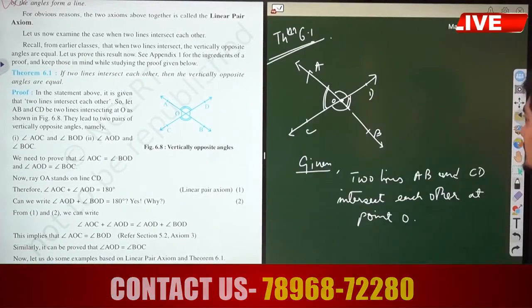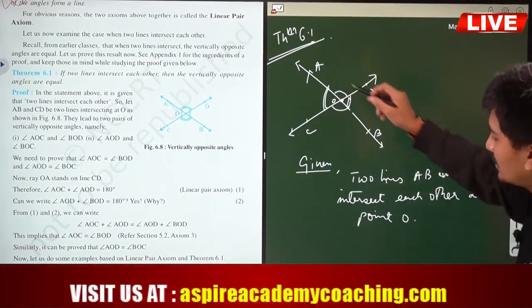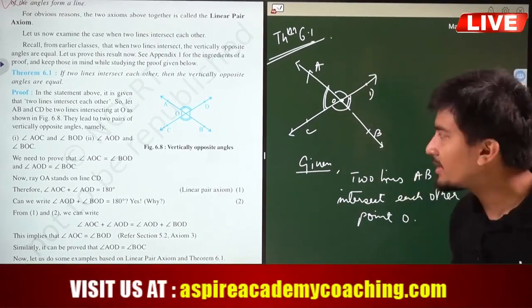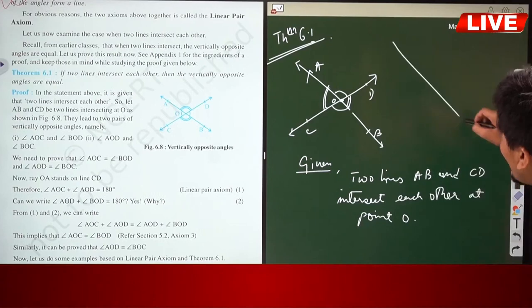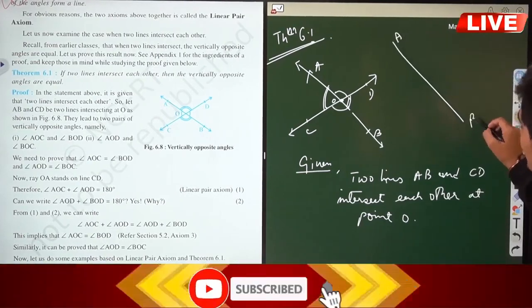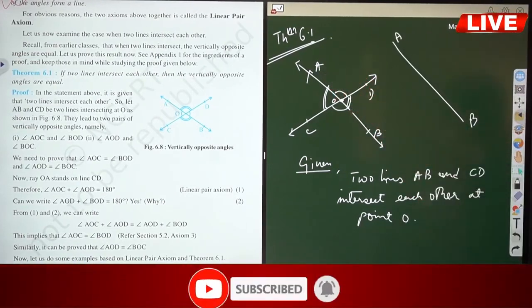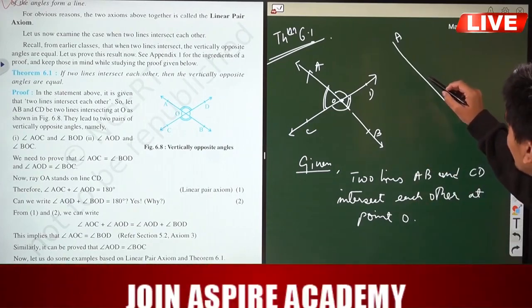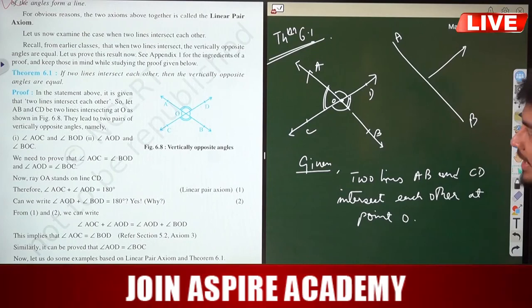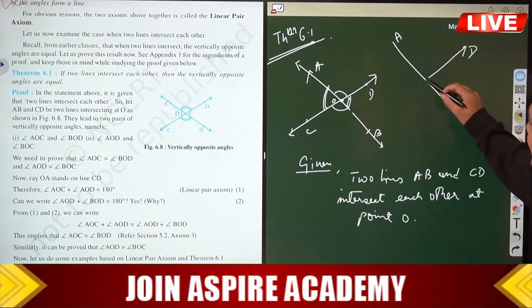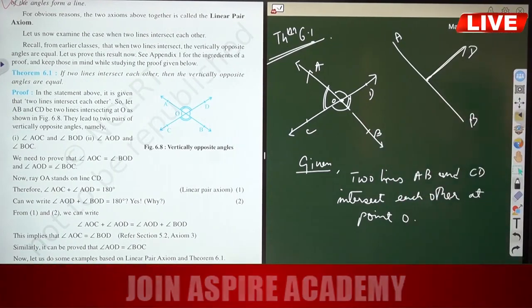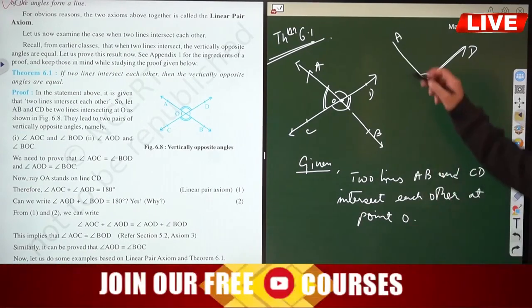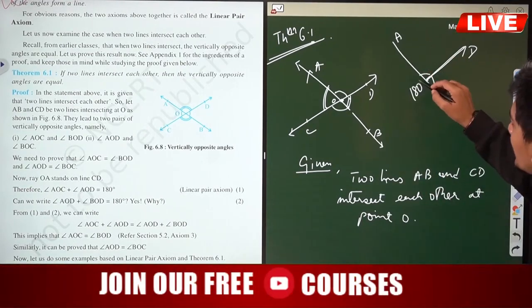Now see here, on the line AB, by linear pair. This is the line AB. For a linear pair of lines, this is one ray here, this is D here. So this angle and this angle are adjacent angles and they make this straight line of 180 degrees.